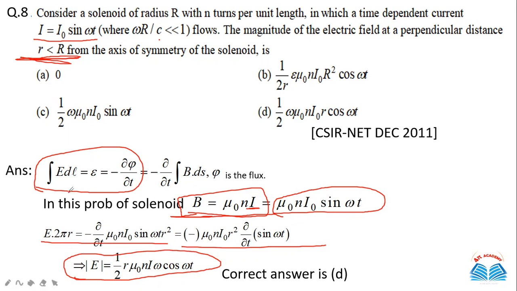So E dot dl is equal to this. dl is the elementary length, and for the integral we use the full length. The solenoid is cylindrical in shape, so we use 2 pi r. So E times 2 pi r will be equal to this. Just take one derivative with respect to time, and you can get these results easily. Obviously you will get the correct answer, D.